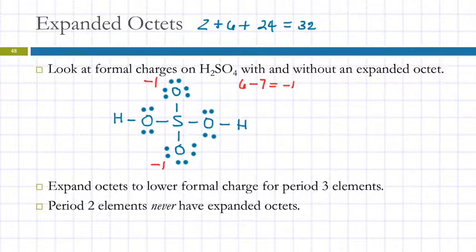What about the sulfur in the middle there? It brought 6 electrons, and it would leave with 4. So that's a +2 formal charge. You might say, well, that's too bad, but what else can we do? We can expand the octet on sulfur. Sulfur's in period 3, it can do that.